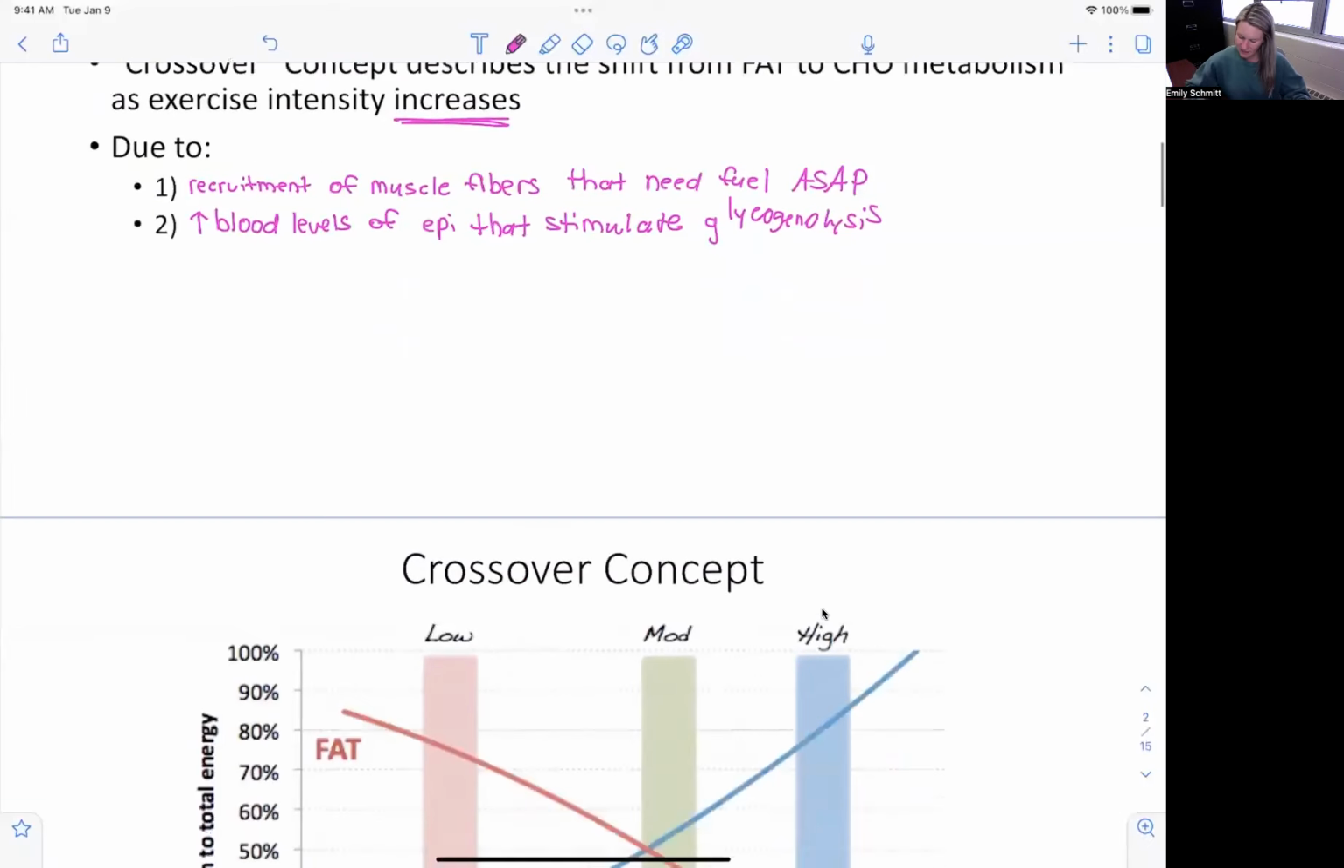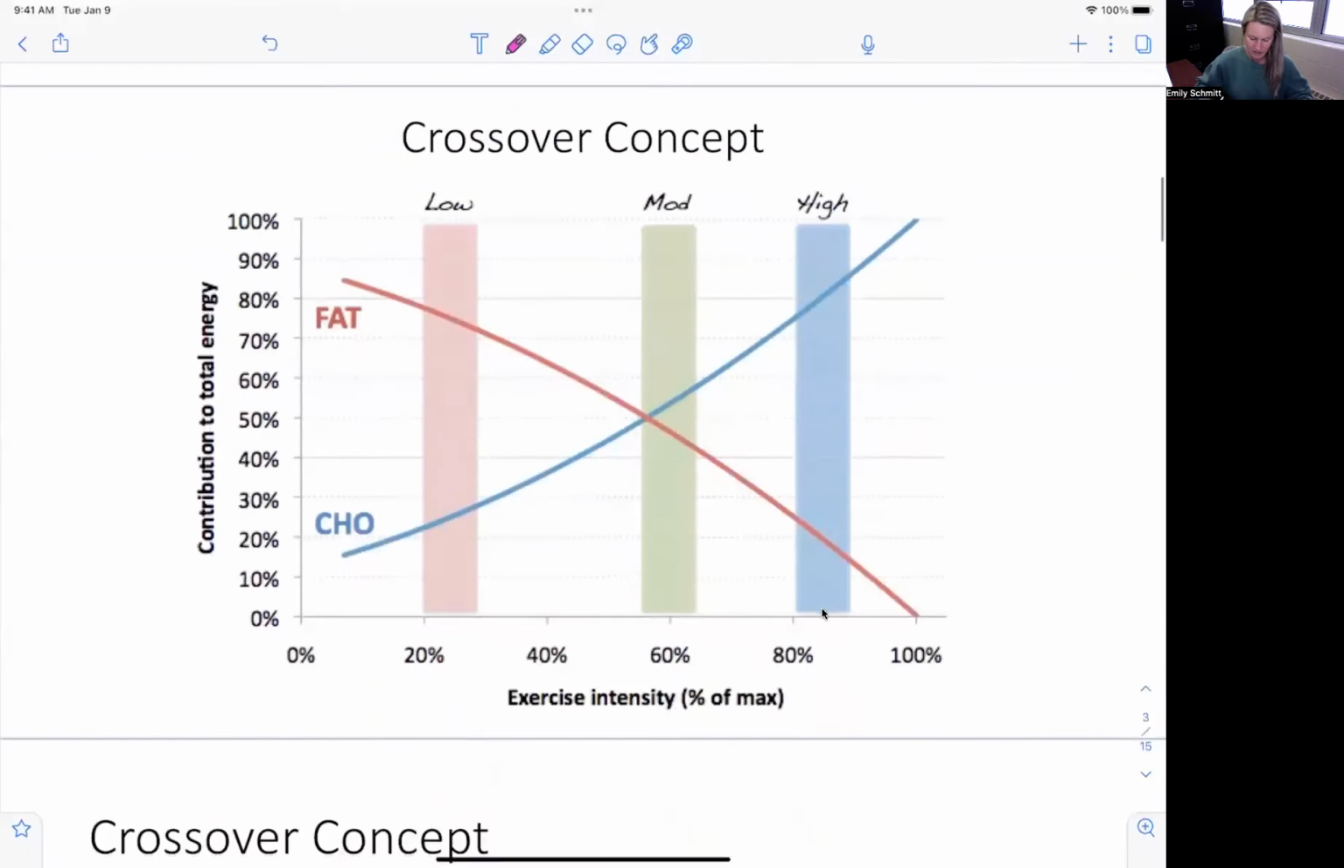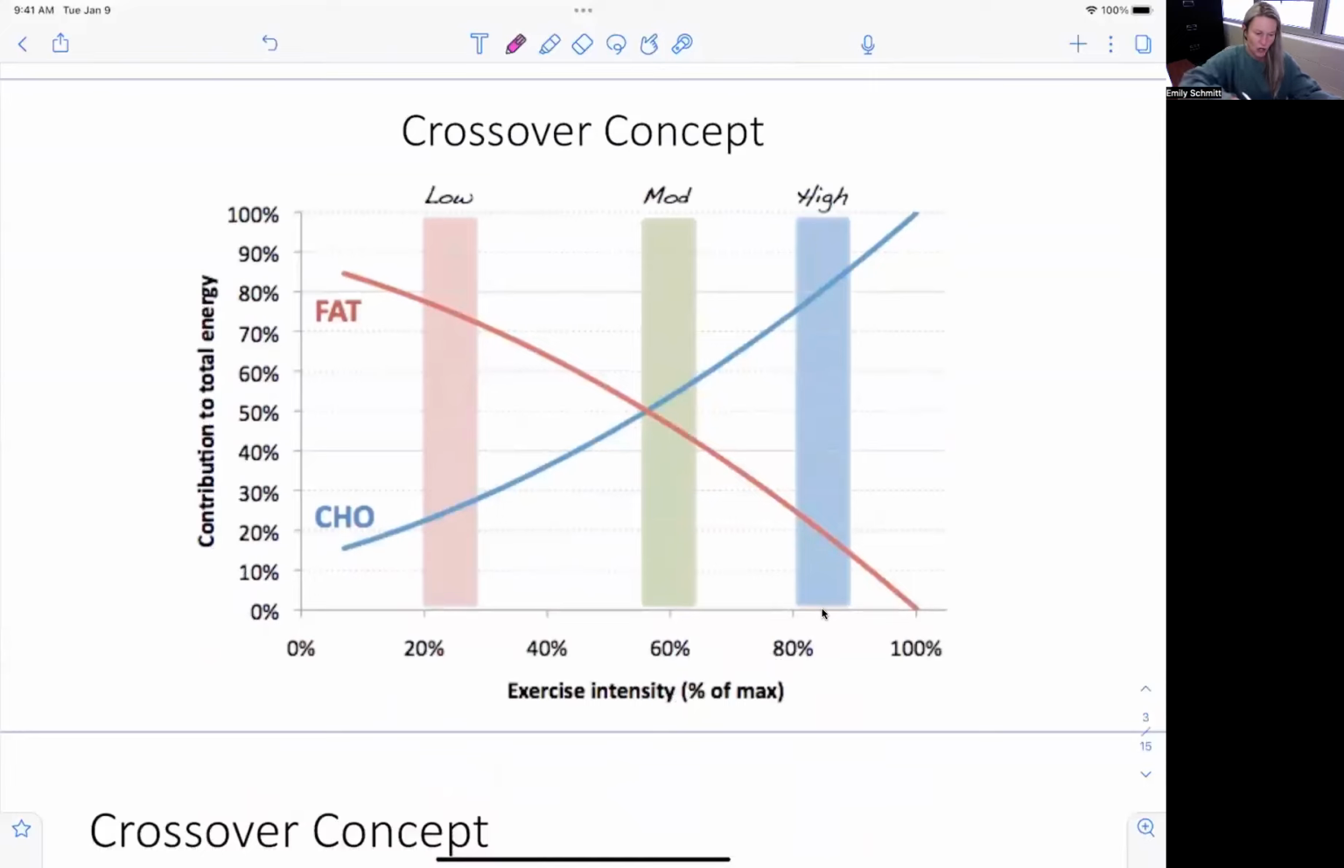So we've seen a version of this, but a little bit different. This is our crossover concept. Really important graph to understand, so let's spend some time with this. Again, orient yourself. On our x-axis, we're talking about percent of exercise intensity, and on our y-axis, the percentage of the contribution of total energy. So we are talking about carbohydrates and fats.